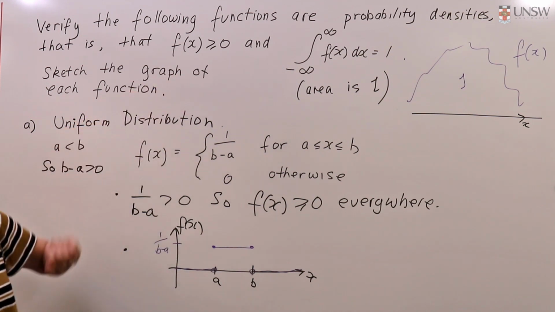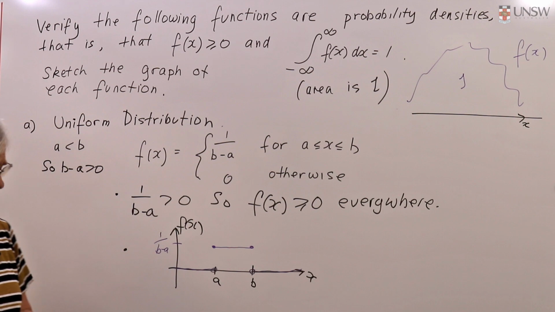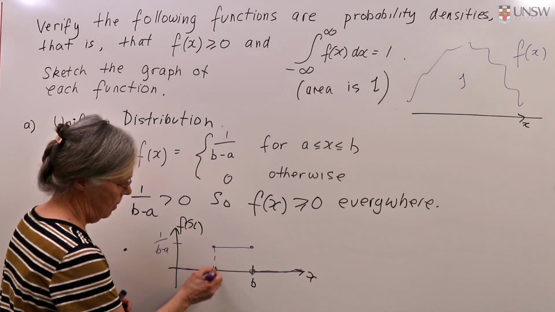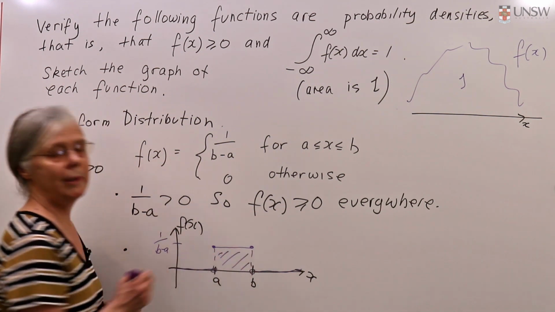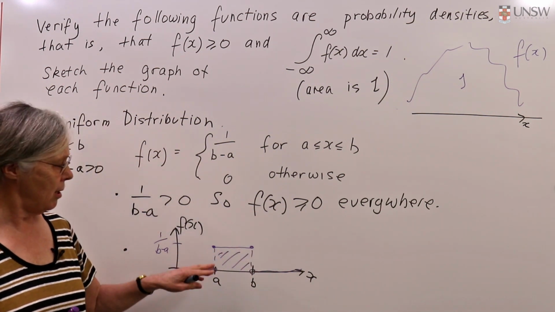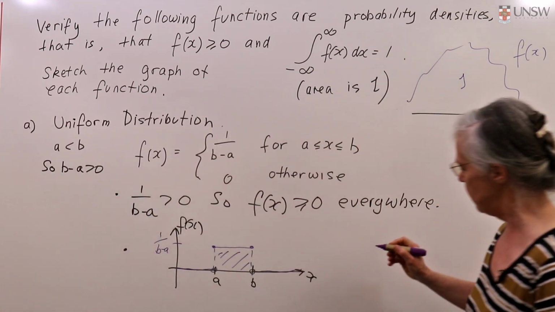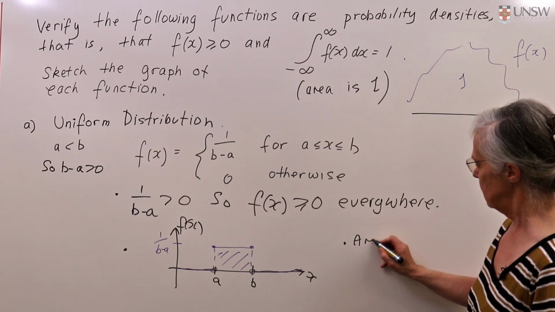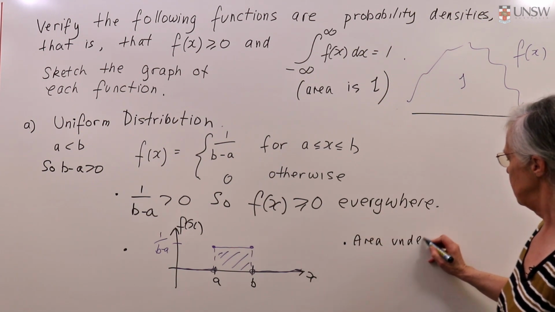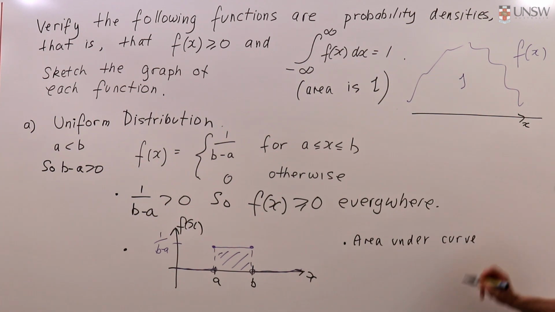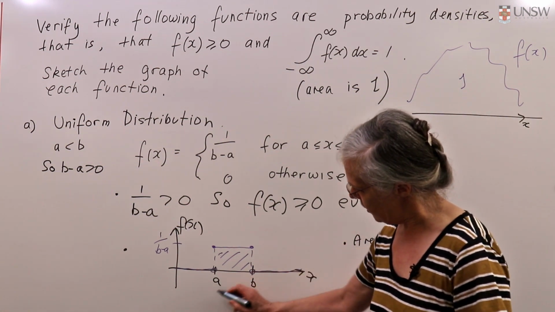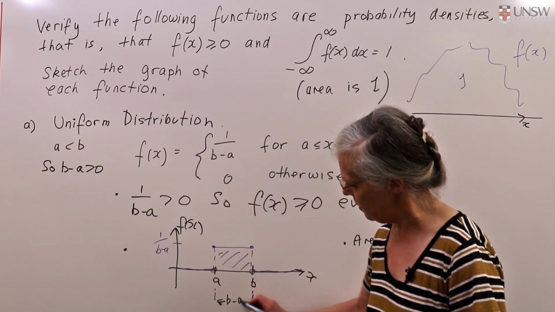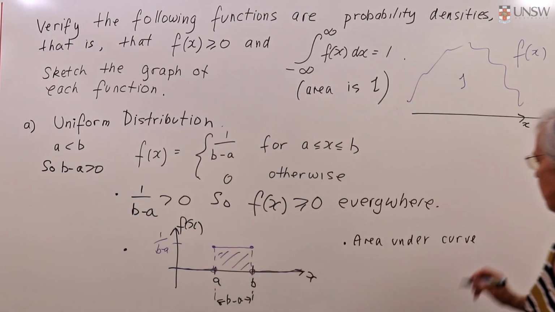The next thing we need to show is the area is 1. Well, the area under the curve is this area here. We need to show that area is 1. And you can integrate it if you like, but it's just a rectangle, so the area under the curve is more easily found just by saying this distance here, from here to here, that distance there is b minus a, and the height is 1 on b minus a.